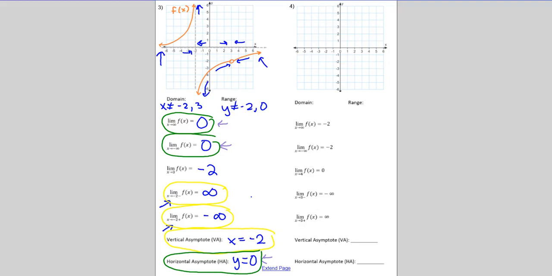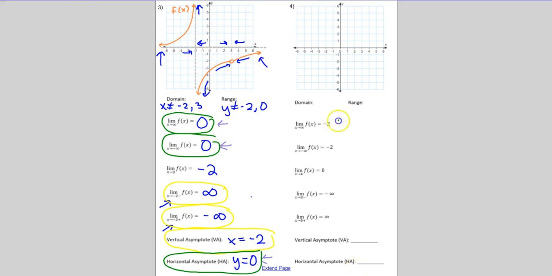Okay, here's part 2 of our lesson on Intro to Limits and Asymptotes, and we're on problem number 4. In problem number 4, we're given some limits, and we have to use those to find the graph as well as the asymptotes. So remember in problem number 3, look at the parts I circled in green.